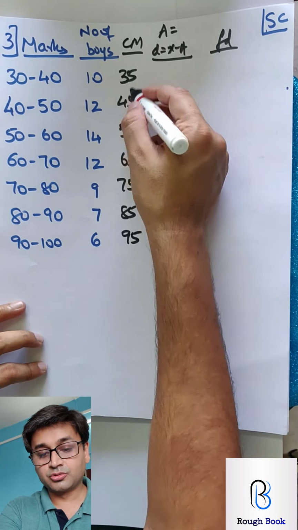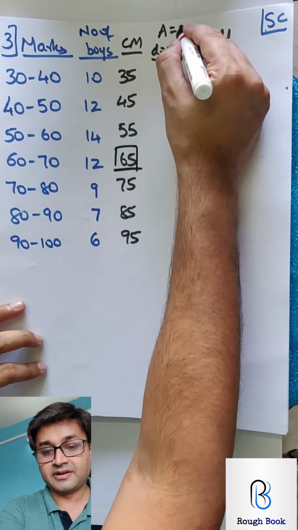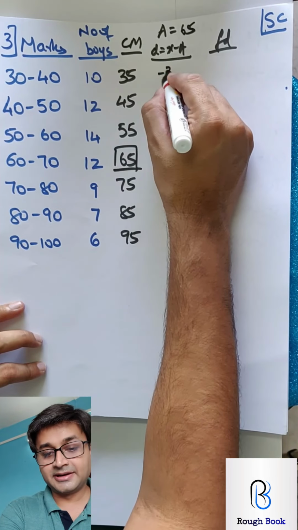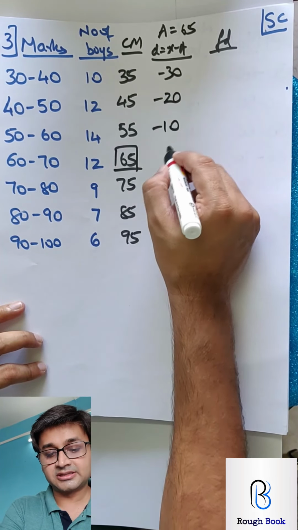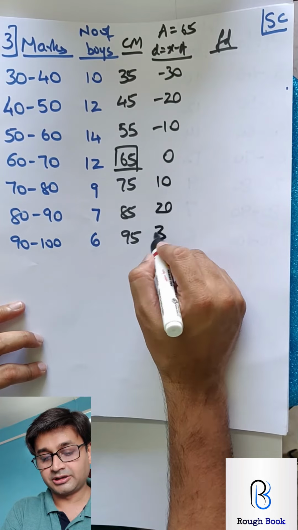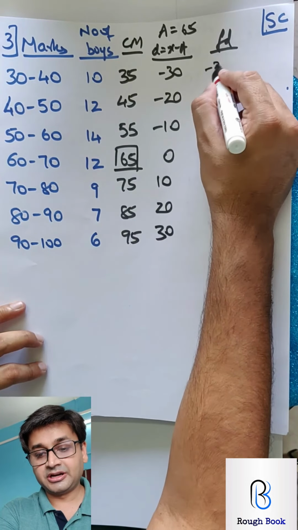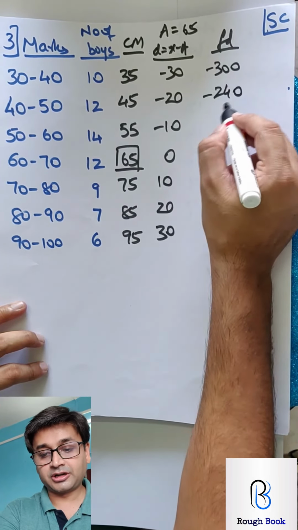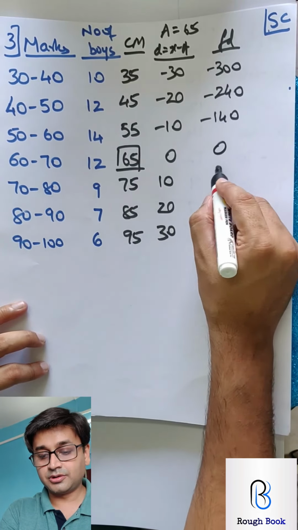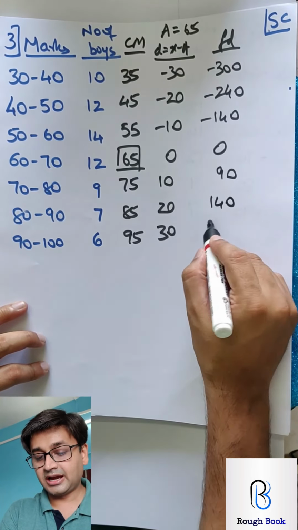So I got all the values, 1, 2, 3, 1, 2, 3. I take 65 as my A. So this becomes minus 30, minus 20, minus 10, 0, 10, 20, 30. So fd: minus 300, minus 240, 140, 0, 90, 140 and 180.